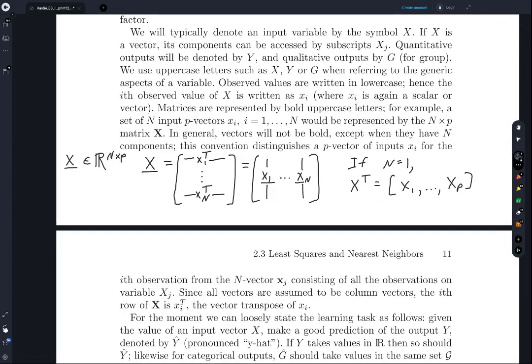It's also worth noting here, we have these lowercase x's and these uppercase x's, and it's a little vague to me. So we will typically denote an input variable by the symbol x, and its components can be accessed by subscripts xj. So it sounds as if these capital Xj's are sometimes referring to, if you're looking at a table, almost the column headings, identifying what feature of the data set, what column of the data set you're looking at.